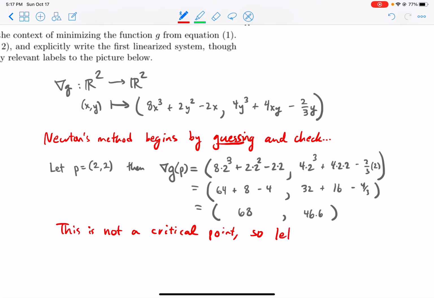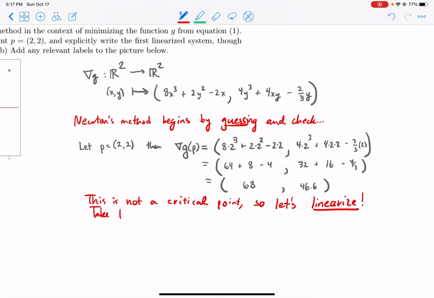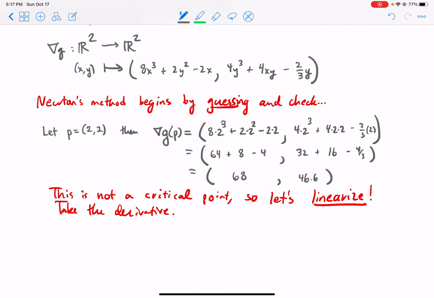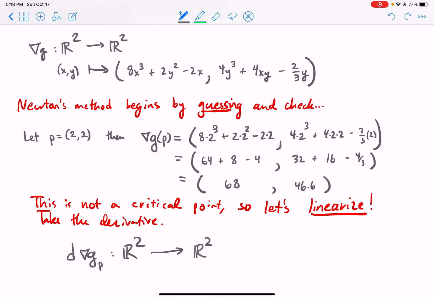So let's linearize. This is the next step that Newton's method does. It takes the derivative. Now we'll see why we're doing that in a moment, but first we can just take the derivative. So the derivative of the map, gradient of g, at the point p, well, that is a map with the same input and output. We're not taking the derivative of g. This is weird. We're taking the derivative of the gradient. Okay, we can do that.